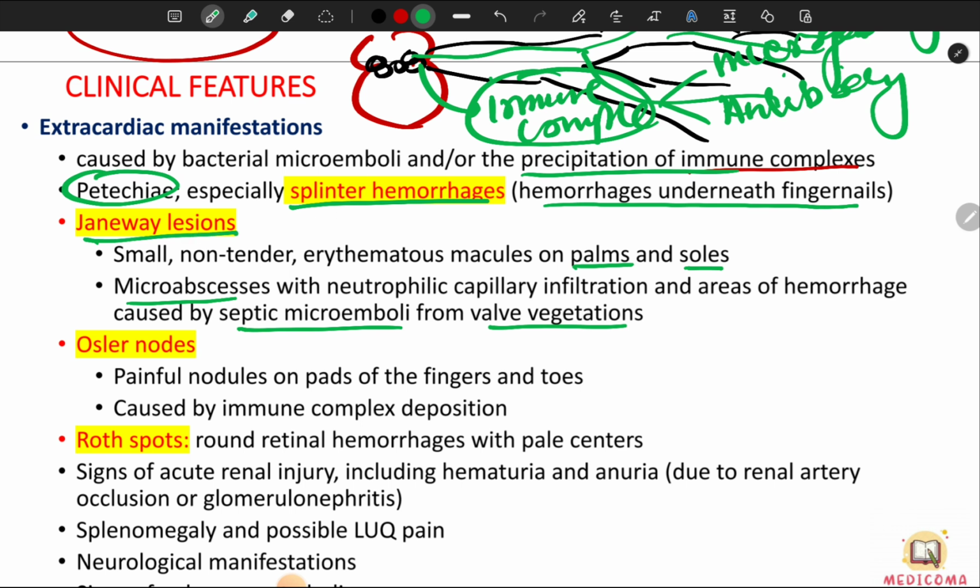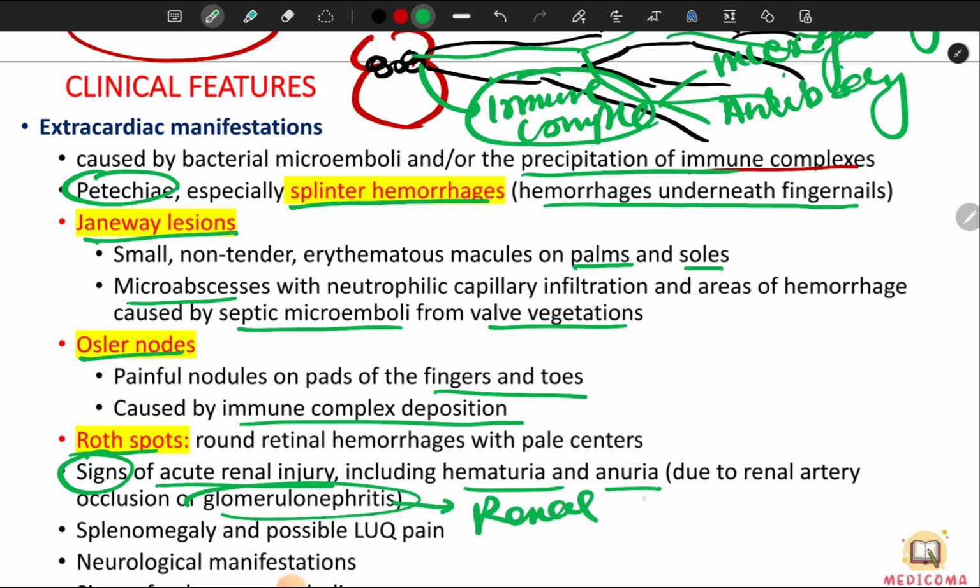And the next one is Osler nodes. These are painful nodules on the pads of the fingers and toes, caused by immune complex deposition. And Roth spots are retinal hemorrhages with a pale center. There are also signs of acute renal injury, because if the immune complex is deposited in the renal artery, it can lead to acute renal injury, hematuria, and anuria due to renal artery occlusion and glomerulonephritis. If the immune complex deposits in the nephron or the renal parenchyma, it can lead to glomerulonephritis.